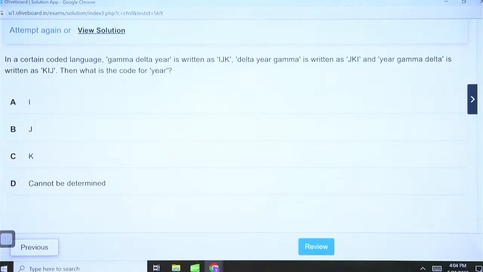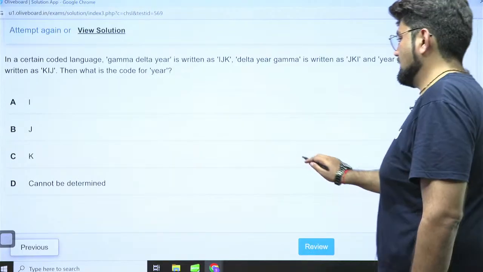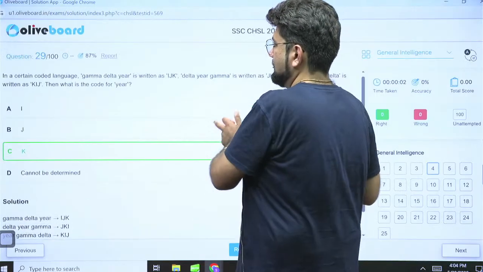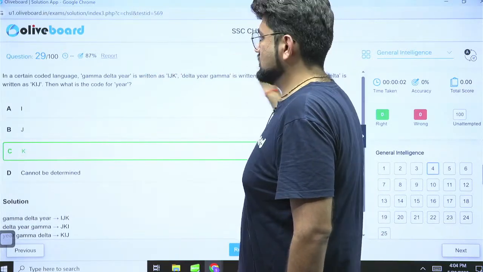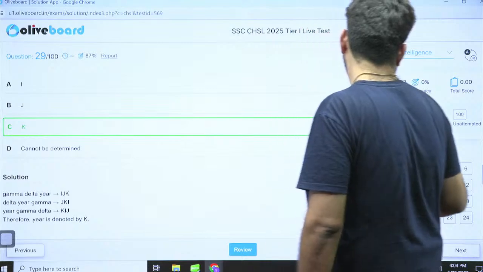Gamma delta here is written as IJK, delta here gamma, and the here gamma delta. So this is again an order based question basically, because all the three are same only. So we need the code for year. Gamma delta year is the third position, K is there. Now in the second one, year is second position, K is the second position. And third one, year is the first position, K is at the first position. So I think it's pretty much sure that the code for year is K. So this can be determined. So option C is the right answer. Okay. Next, this is all order based. Year, K, second position, year, K, first position, year, K. Right. Next.